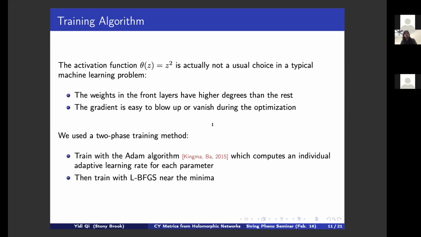And to solve this, we actually used a two-phase training method. The first thing we use is called the Adam algorithm. We will not have time to give more details on this, but it will keep an individual learning rate for each parameter, so that the training process can be smooth. And then after you reach the region near the minimum, the Adam algorithm is actually pretty slow. So we used a Newton method, called LBFGS, to do the optimization.